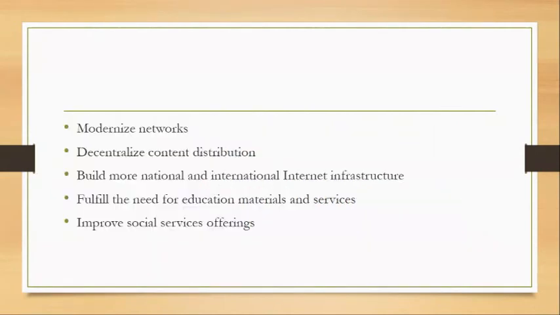In summary, the combination of the three critical and interdependent markets, which act as the foundation of the internet, points to 10 mechanisms that are necessary for global inclusion or access and connection to the world. These 10 mechanisms are: one is to modernize networks. Second is decentralized content distribution.